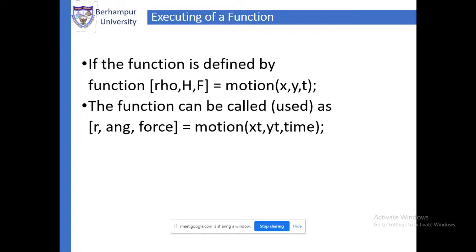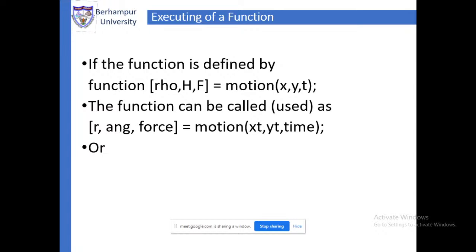That is equal to, again, motion is the name of the function, so you write motion, then xt, yt and time. So if you have defined xt earlier, yt earlier and time earlier in your script file, that will be taken as input, that will go to the function motion. In motion it will be evaluated, then its output, which is rho, will be R, H will be ANG, F will be force. So R will be mapped to rho, ANG will be mapped to H, force will be mapped to F.